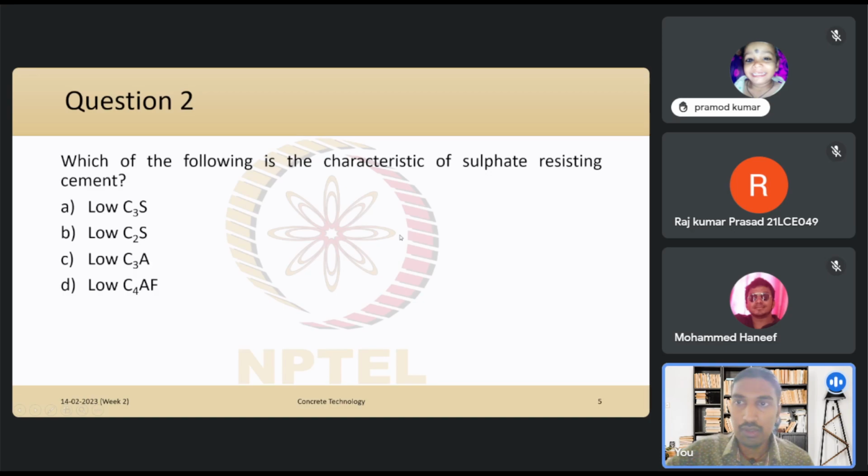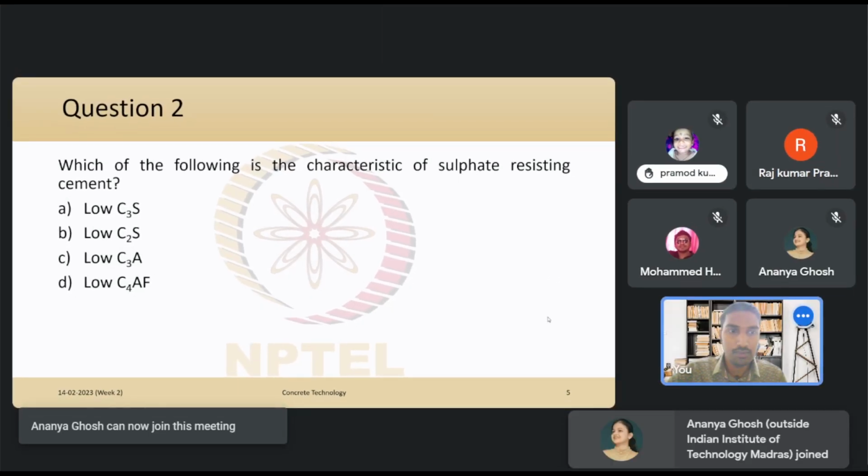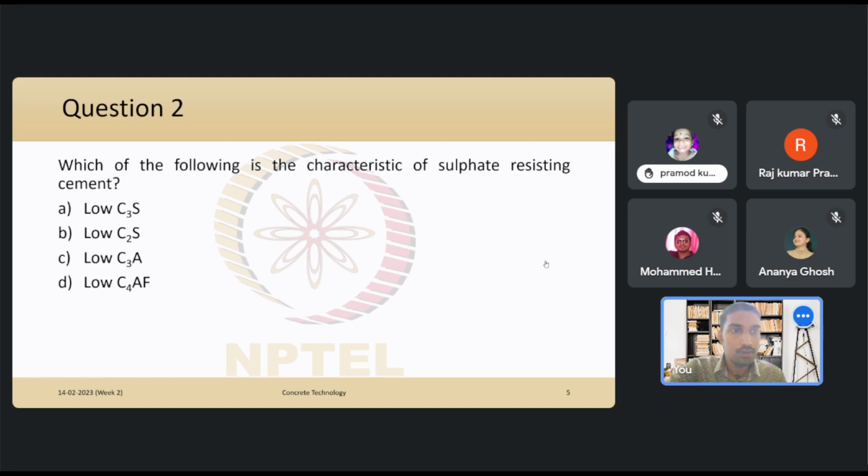Okay, question number 2: which of the following is the characteristic of sulfate resisting cement? The options are low C3S, low C2S, low C3A, and low C4AF. The poll is launched. You can answer in the poll.